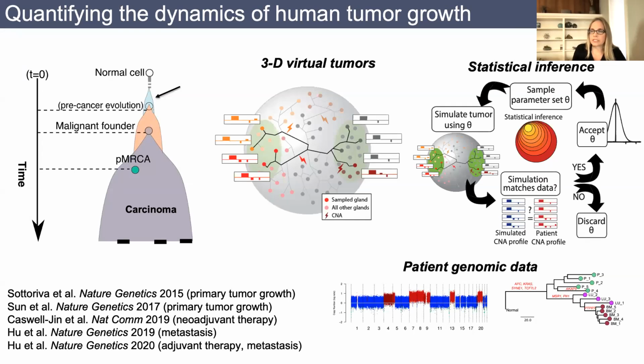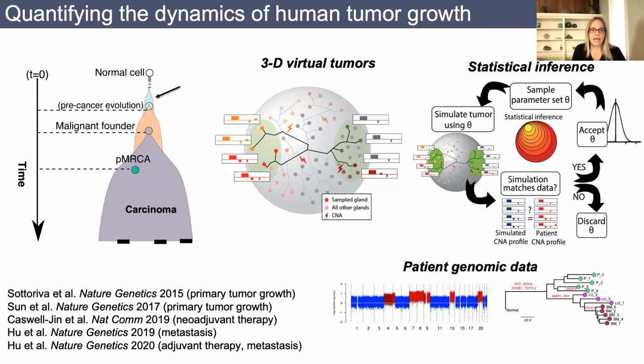Now, typically we build on this by also thinking about how to simulate spatially resolved tumors in 3D, keeping track of the relationship between individual cells. And then we couple this with powerful statistical inference techniques to infer back parameters of interest. And this is something we've proven to be quite powerful to address a variety of questions, including those of a clinical nature.